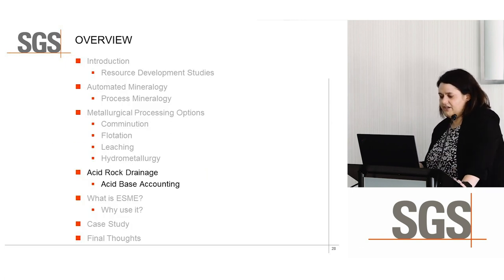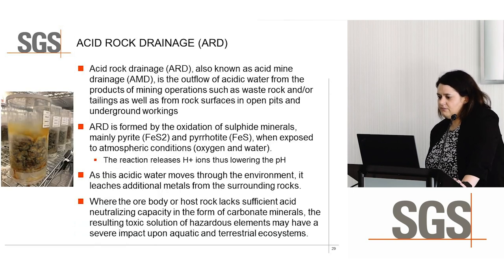Another part of it is acid rock drainage. What are you going to do with the waste rock and the tailings that are produced? Acid rock drainage is also known as acid mine drainage. It is the outflow of acidic water from products of a mining operation such as waste rock and tailings, as well as from rock surfaces in open pits and underground workings. ARD is formed by the oxidation of sulfide minerals, for example pyrite and pyrrhotite. Pyrrhotite is very well known to oxidize very fast. But you also have pyrite, and all your other sulfides as well.